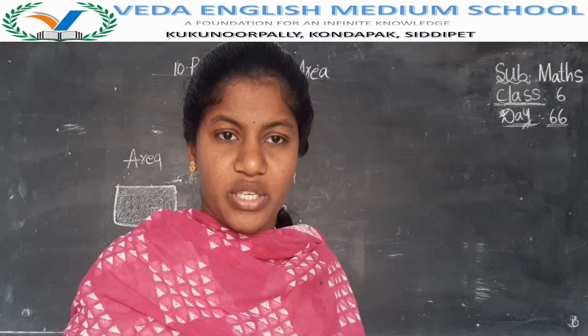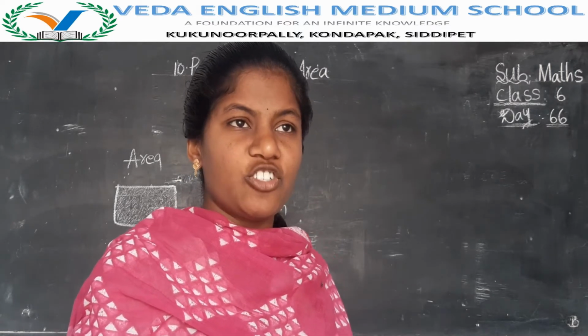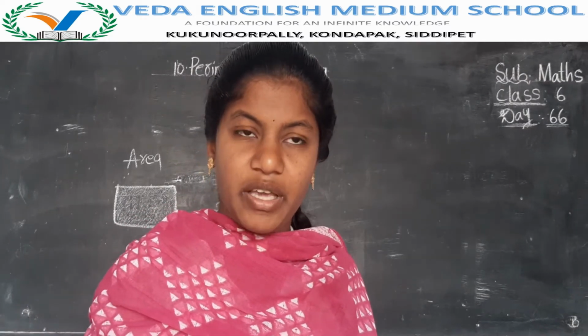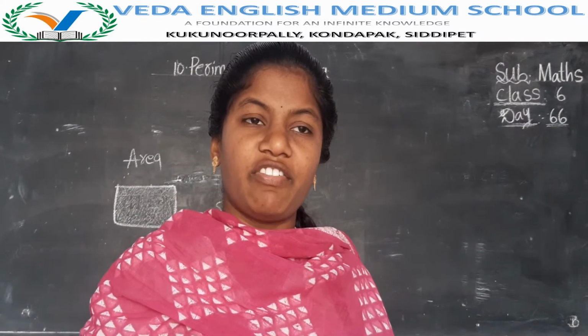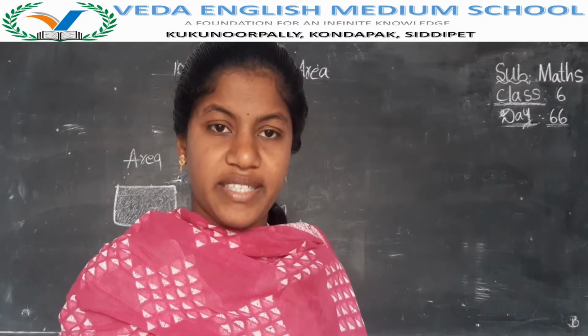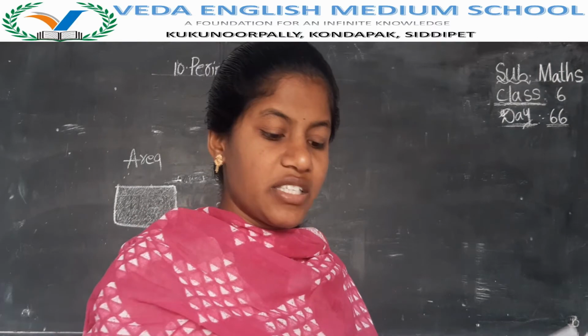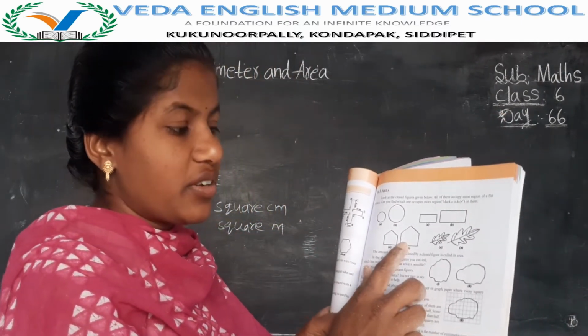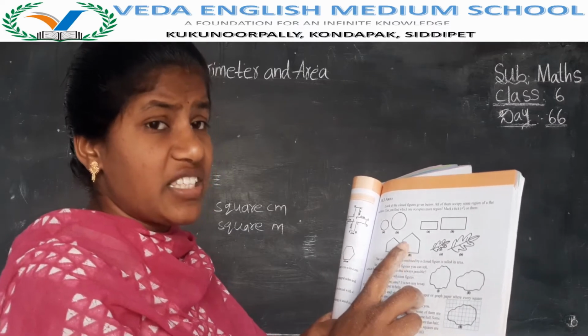Based on the question, you have to say meters or centimeters, but in front of that you have to use square. Because to find the area of any figure, graph paper is very easy to understand. Look once in the textbook. Here they have given figures to find the area of closed figures, and like this we can find easily.